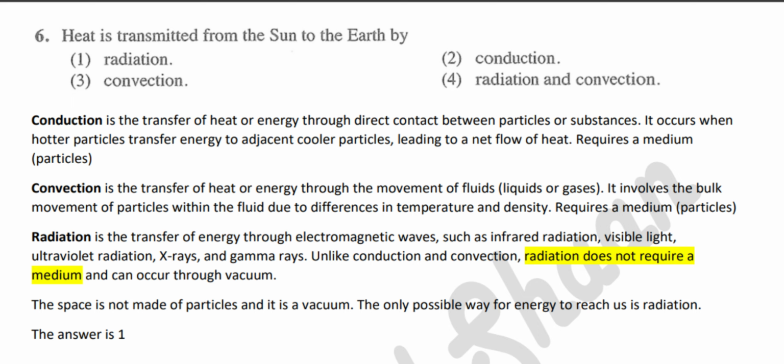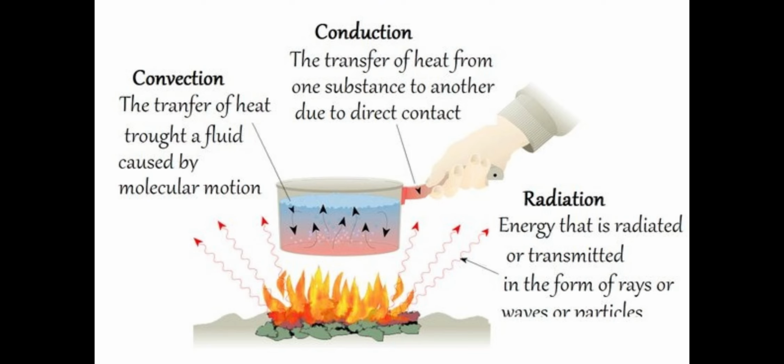So the next one is radiation. Radiation is a transfer of heat through electromagnetic waves such as infrared radiation, visible light, ultraviolet radiation, X-rays, gamma rays. They are all electromagnetic waves. Unlike conduction and convection, radiation does not require a medium, and it can occur through a vacuum. So we get the answer here, because space is a vacuum. Radiation does not require a medium, so the answer is radiation.